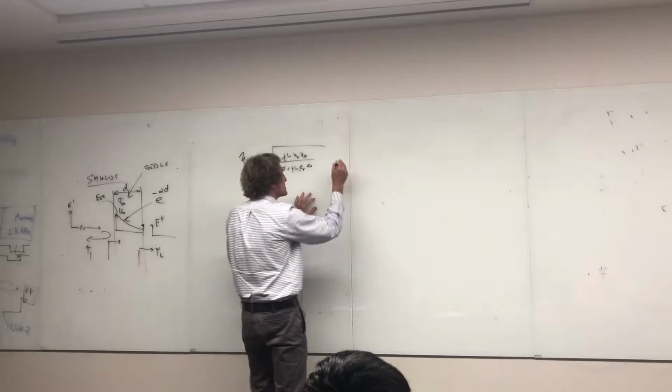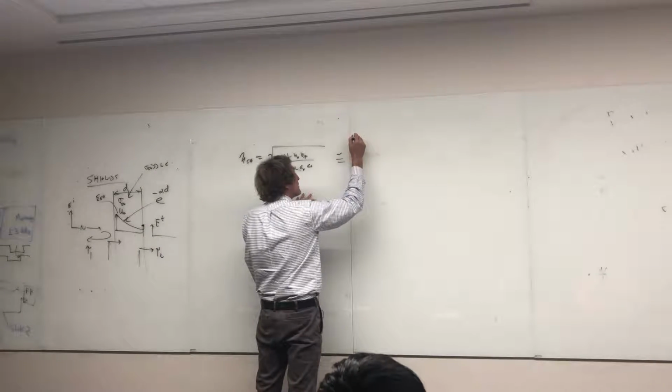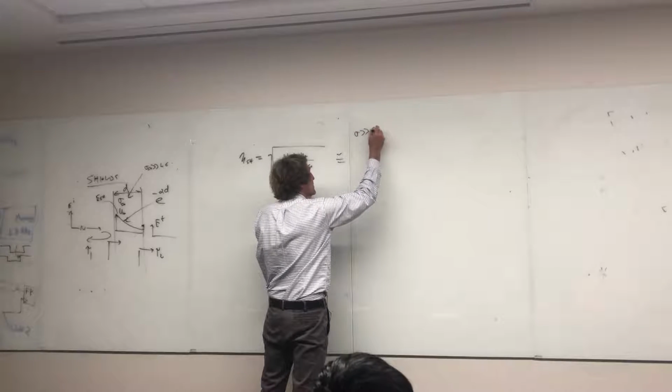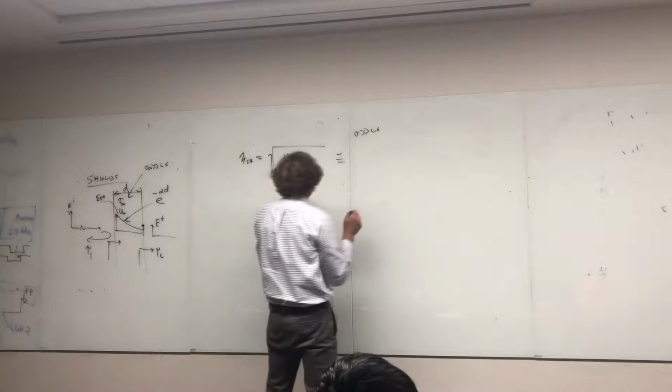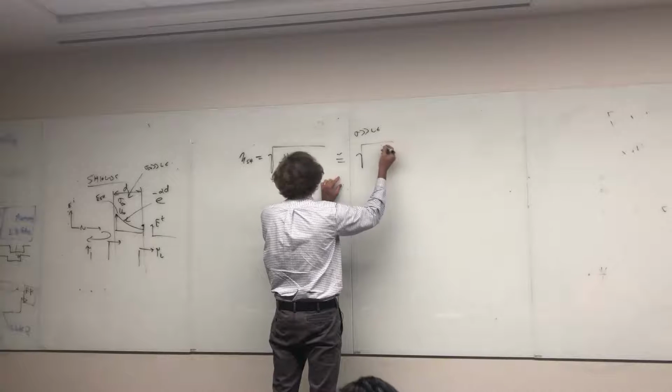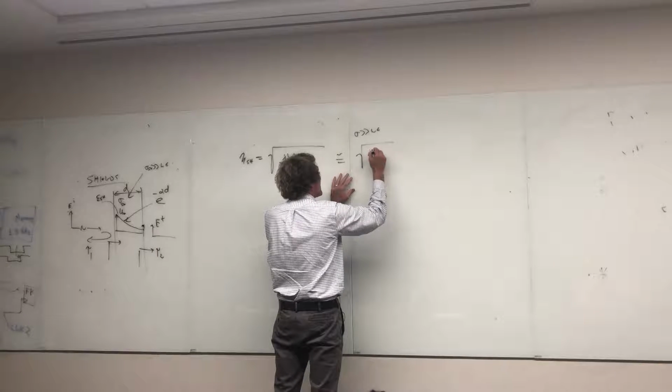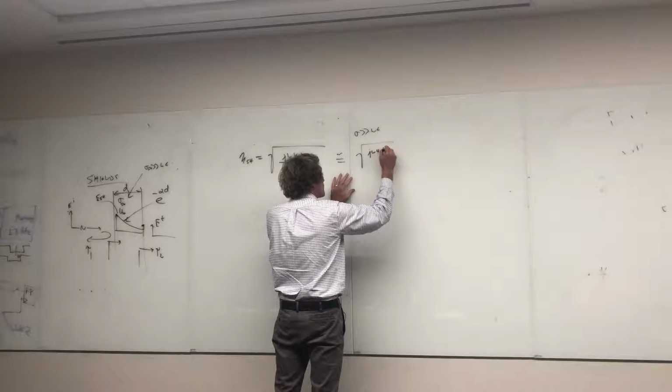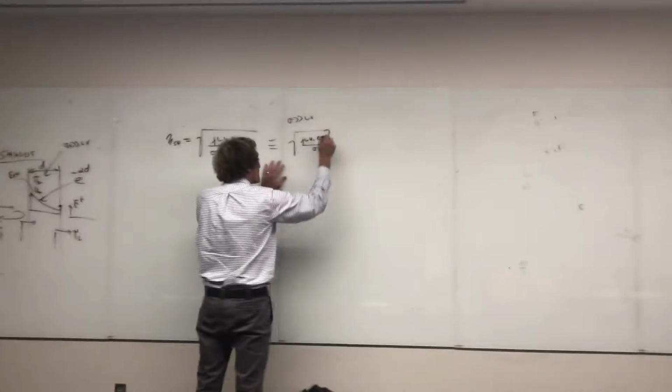Now, we do an approximation, and we say if sigma is much, much greater than omega epsilon, then this boils down to just the square root of j omega mu naught mu relative over sigma.